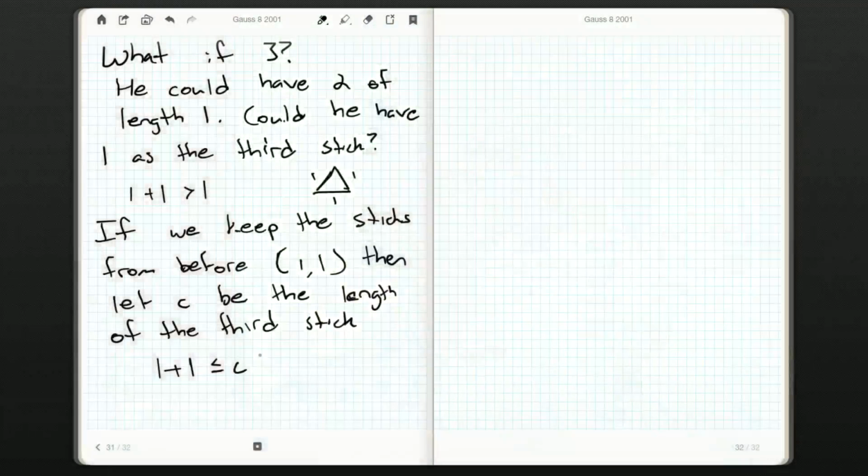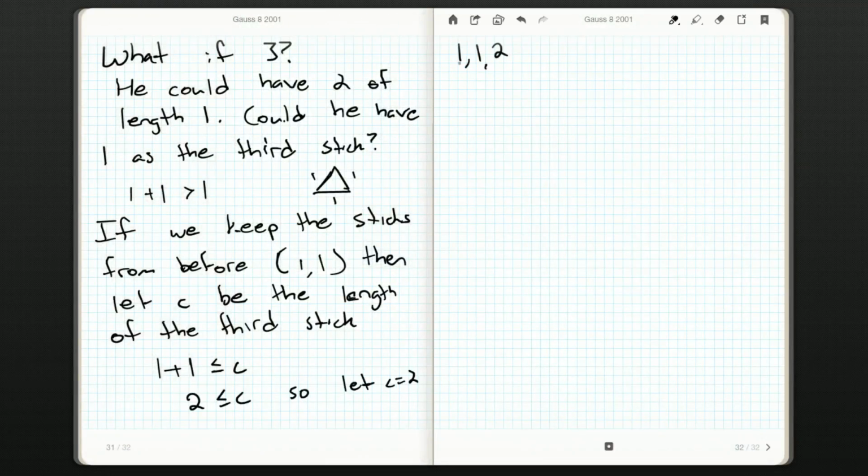So choosing something like 3 wouldn't work, because 1 plus 1 would be less than 3, and we could always bump C down to 2. So really our new stick, C, should be 1 plus 1, which is 2. So the shortest C can be is 2, and that is going to be the longest stick. So far, we know 3 of Ron's sticks can be 1, 1, and 2. Okay, that's what happens if he has 3. What about if he has 4?